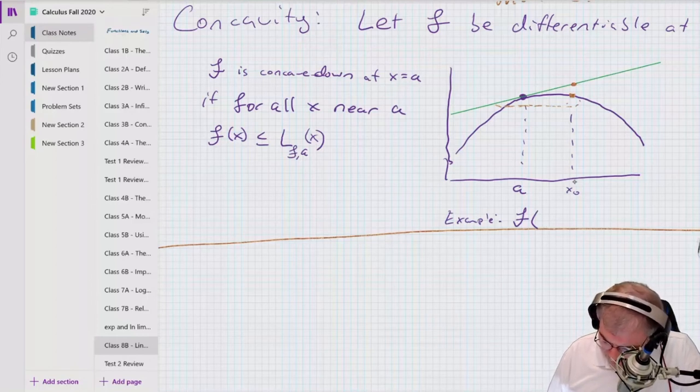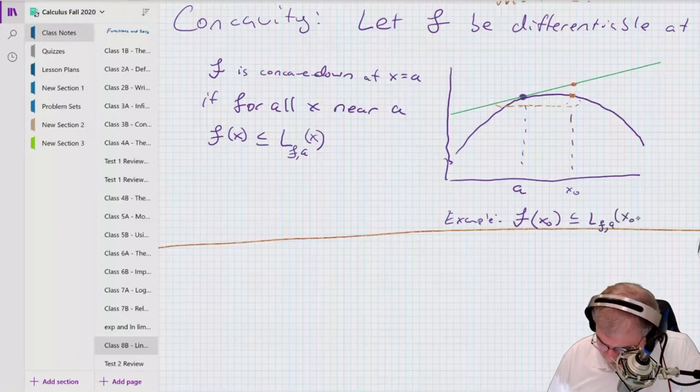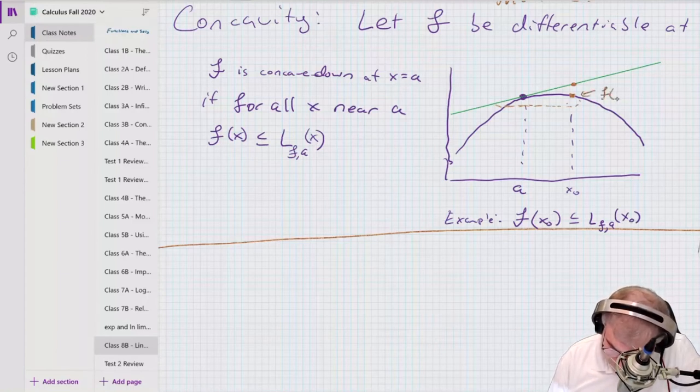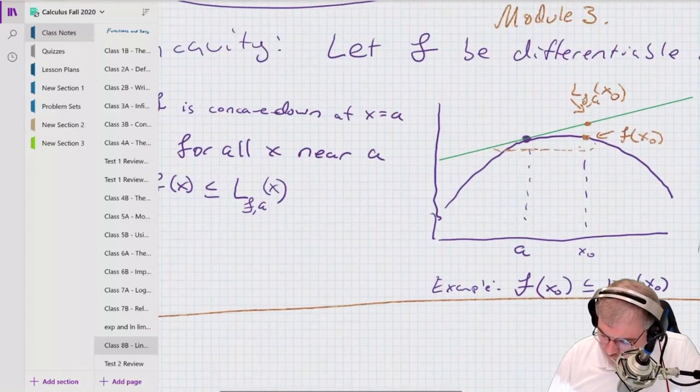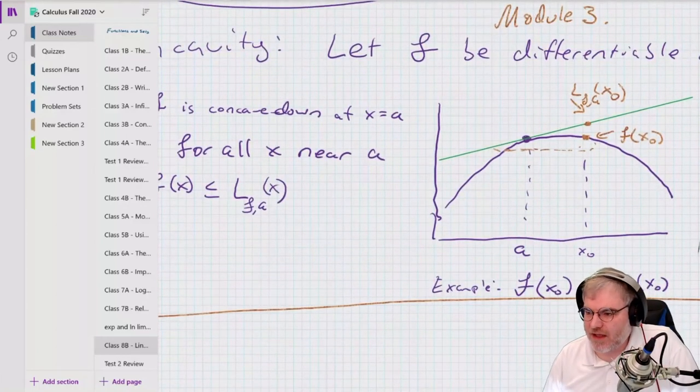So here, f of x naught is strictly less than f of a x naught, right? Because here's f of x naught here, and here is L f a of x naught. The line runs over the curve. The curve would always give me an overestimator.